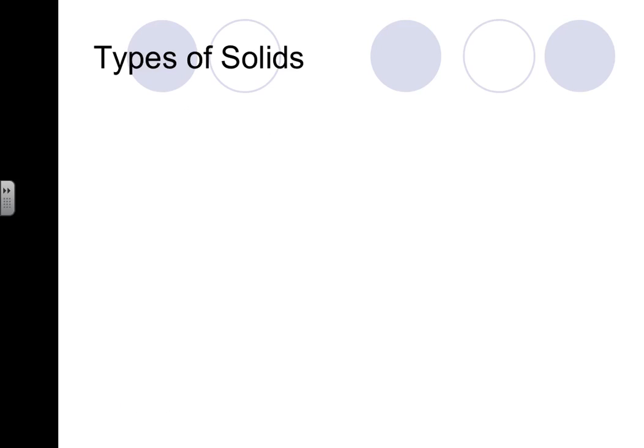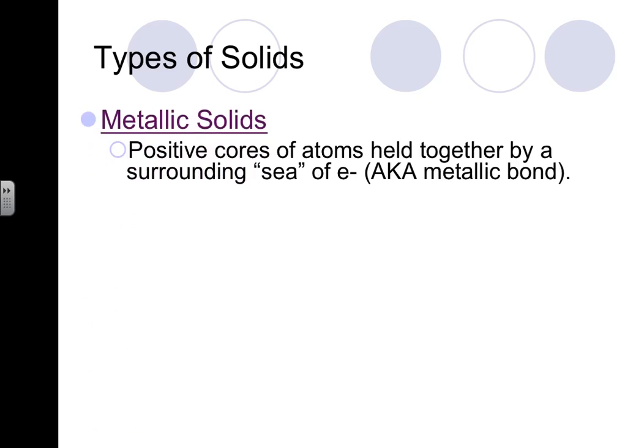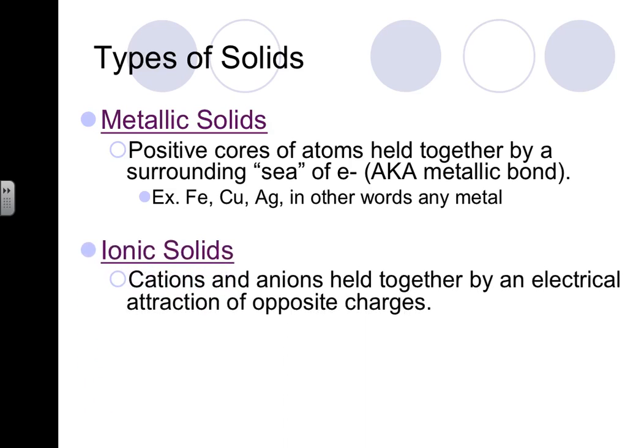Okay, so moving on to the next two. These are pretty easy to distinguish between themselves. If it's a metallic solid, it's going to be a metal, and it is held together by that sea of electrons that we talked about before when we did metallic bonding. Whereas ionic solids are held together by the ionic bond, the actual electrical attraction. So any of these examples with a positive cation and a negative anion would be an ionic solid.